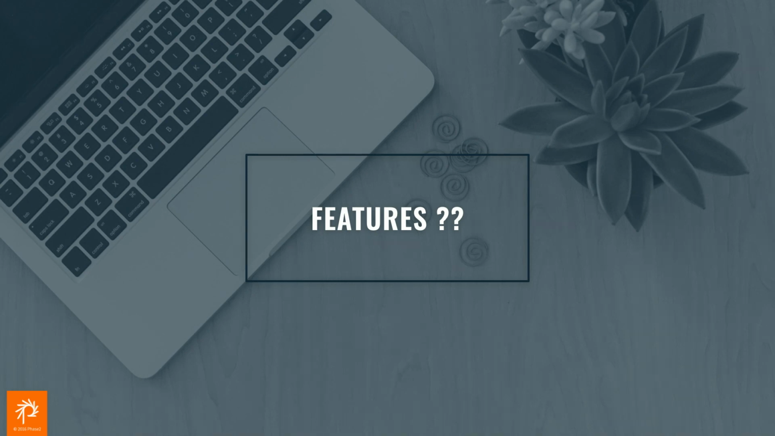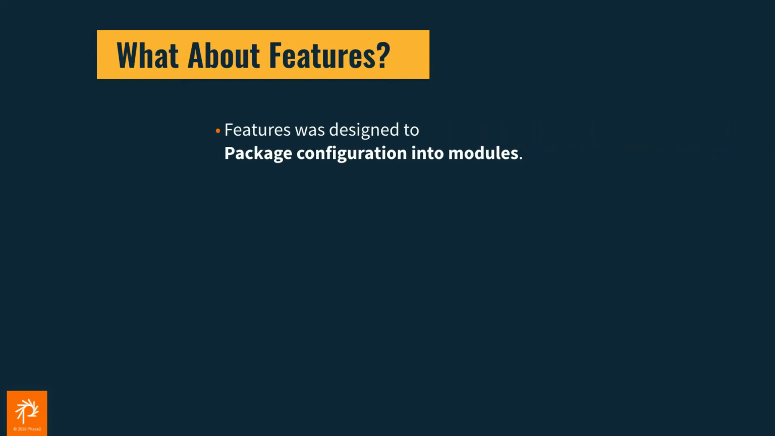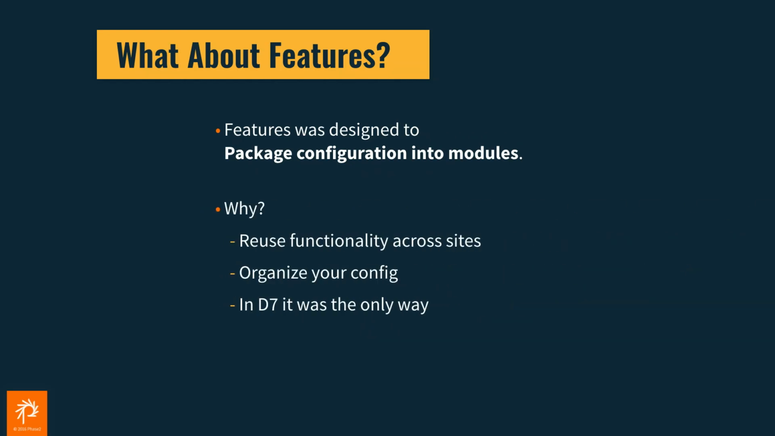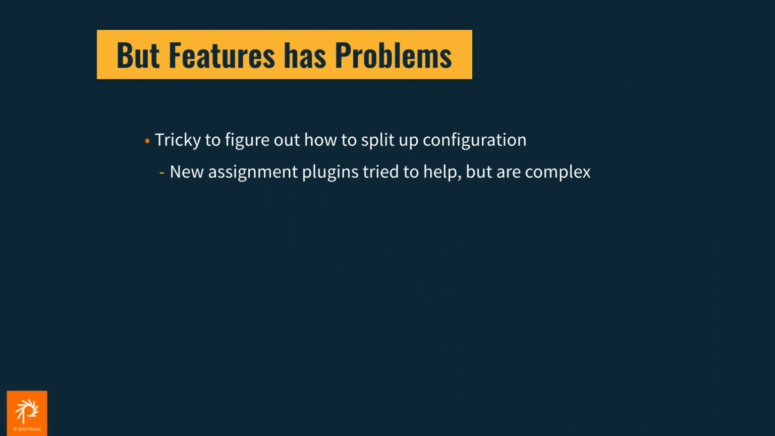So I started talking about features. What about features? Why don't we use that anymore? So features was designed, and I told you last year, its purpose was to package configuration into modules. And we used it so we could reuse functionality across sites, and we could organize config, and of course in D7 it was the only way. But we all know features has problems, and if you're like me, you kind of banged your head.